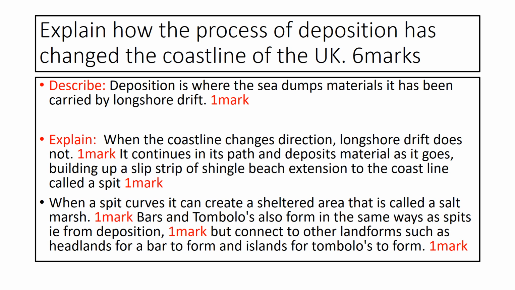Explain. When the coastline changes direction, longshore drift does not. It continues in its path and deposits material as it goes, again by the stronger swash, building up a strip of shingle which is an extension to the beach and the coastline, and we call this a spit. When a spit curves, it can create a sheltered area that is called a salt marsh. Bars and tombolos also form in the same way as spits, i.e. from deposition, but connect to other landforms such as headlands for a bar and islands for a tombolo.